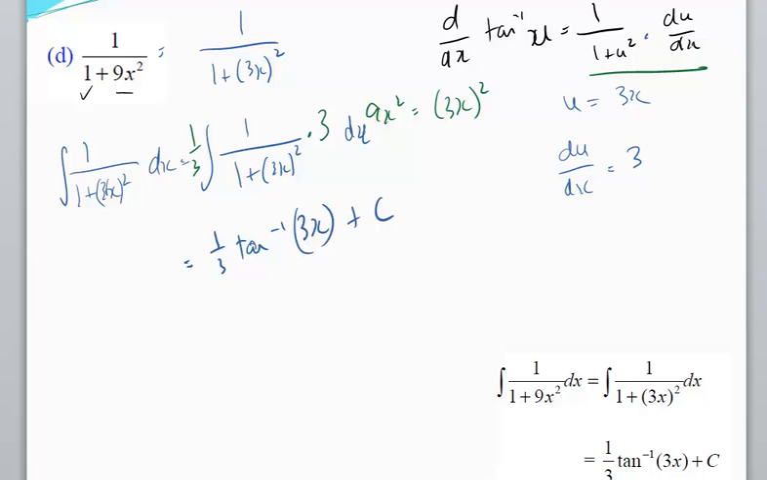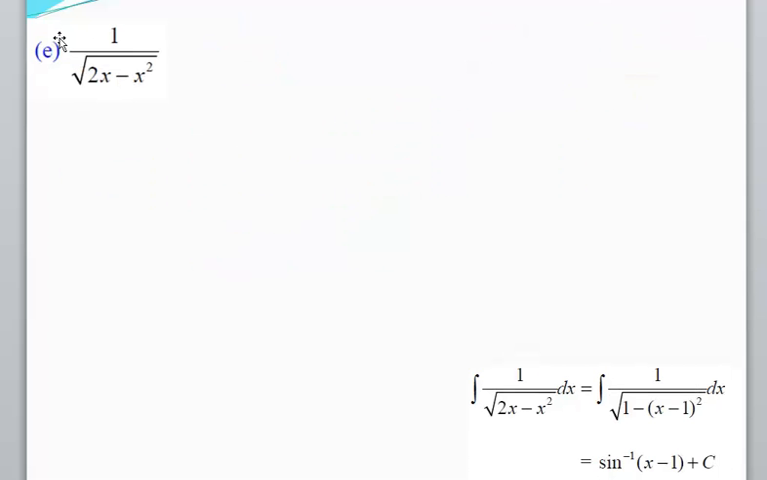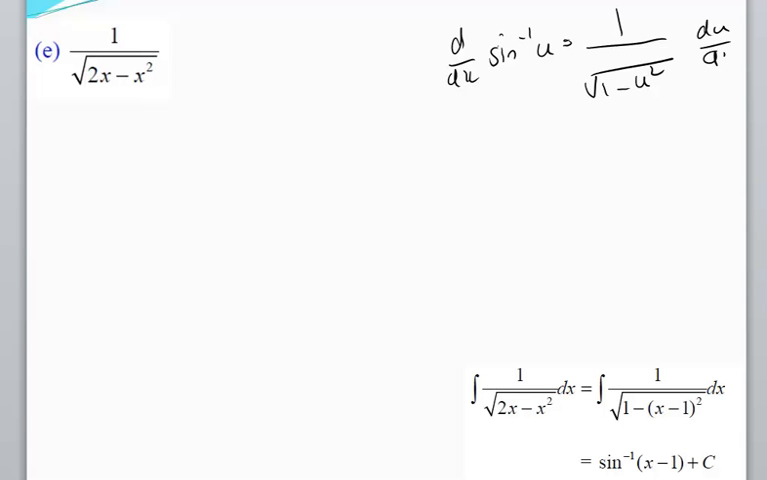Okay, looking at our next question. Here we've got our square root at the bottom, so we're going to write out, we have no negatives involved. So here we're going to write our d on dx of sine minus 1 of u is equal to 1 on square root of 1 minus u squared, du on dx. Now we look at this and we go, well, this isn't very nice at all.